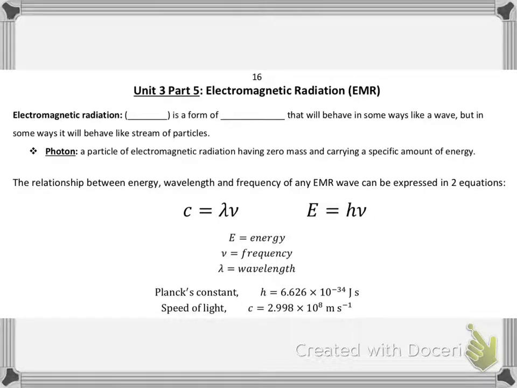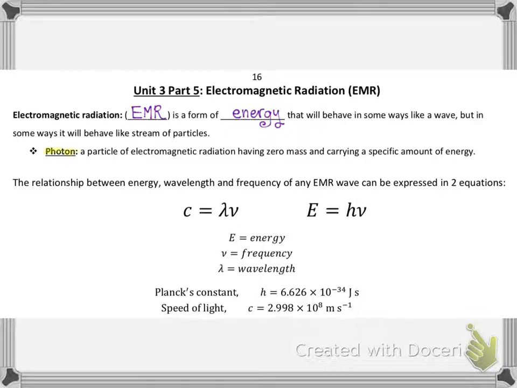Let's talk today about the glories of electromagnetic radiation, also known as EMR. This is a form of energy that exhibits wave-particle duality, which means sometimes it behaves like a wave, but in some ways it behaves like a stream of particles. Electromagnetic radiation particles are called photons.